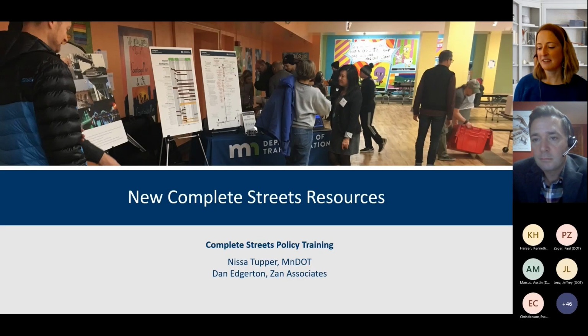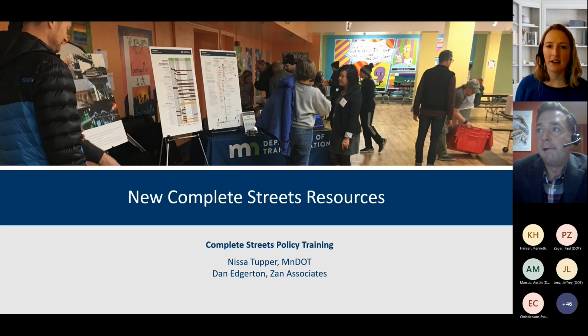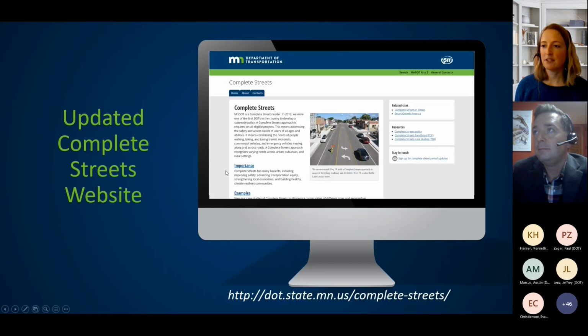So let's shift gears a little. We're going to move on to previewing the new Complete Streets resources. So Dan and I are going to take point on that. Just so folks know, these are linked in this part of the session on the Padlet, so you can access those. Otherwise, I will walk through how you get to all of these.